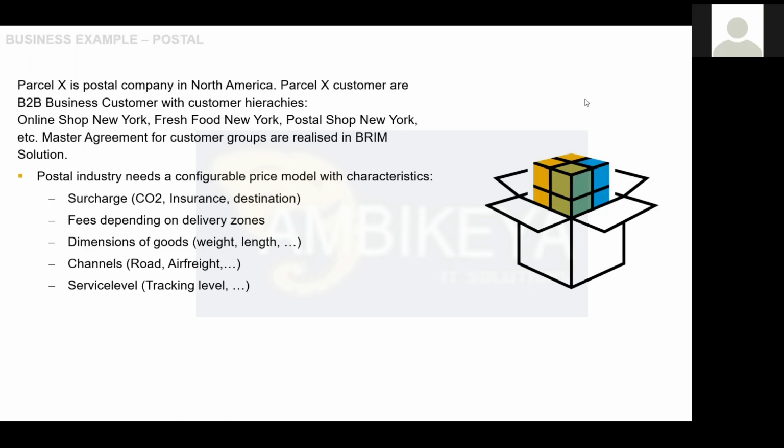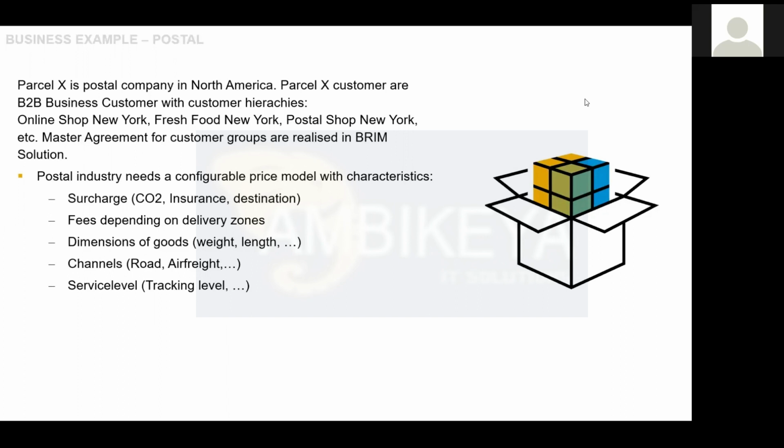As well, in the parcel industry, we have high complexities because we have configurable price models with a lot of characteristics. For example, we have a surcharge for CO2, we have insurance, we have different destinations in place. That means we need a lot of industry-specific characteristics in the price model. As well, we have fees depending on delivery zones. We have dimensions of goods like weight, length, and so on. We have different channels, road, air freight, and we have different service levels.